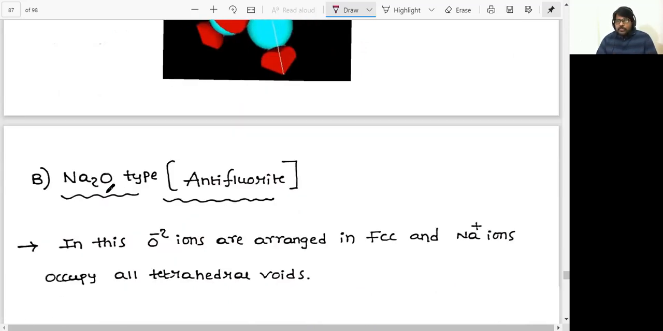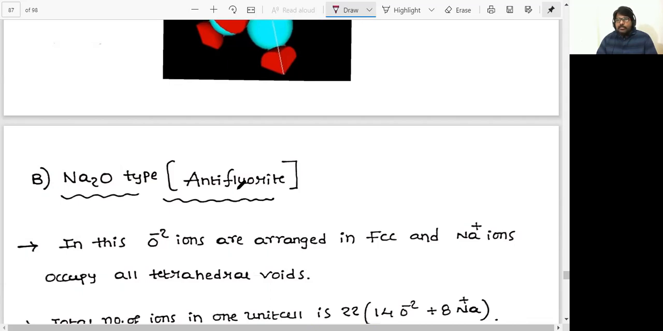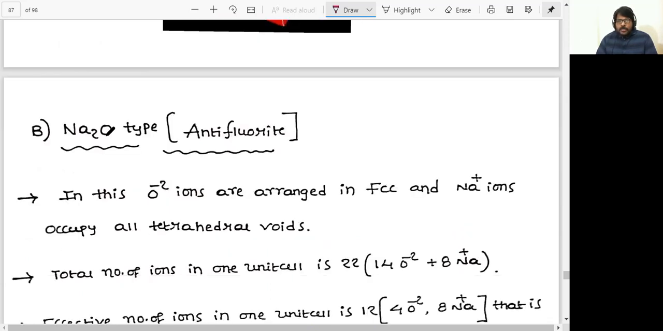So if you take Na2O type, this is called antifluoride structure, and in this the oxygen, that is the oxide ion, will form FCC. The oxide ion is forming the FCC lattice, and Na plus ions occupy all tetrahedral voids. Exactly reverse. And if you want, you can compare this particular structure with ZnS. In ZnS zinc blende structure particularly, the anion forms FCC. Here also the anion forms FCC. There cations occupy 50% of tetrahedral voids, but here cations occupy all tetrahedral voids, 100% of tetrahedral voids.